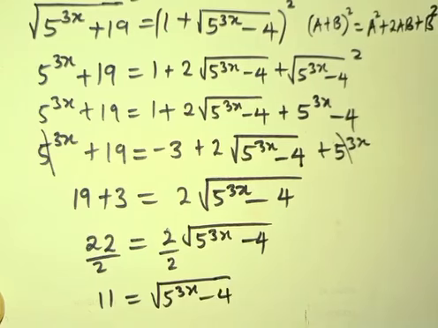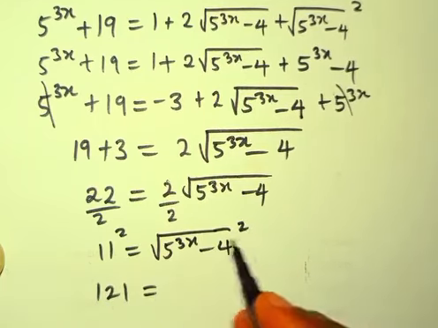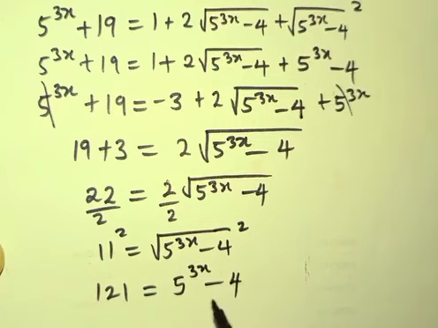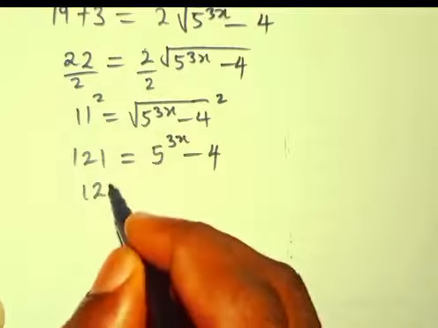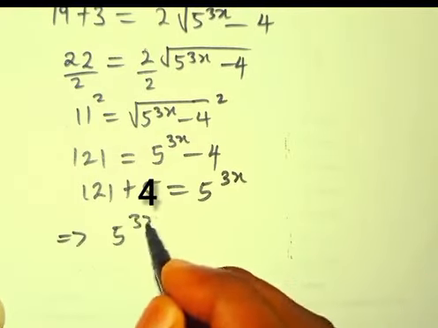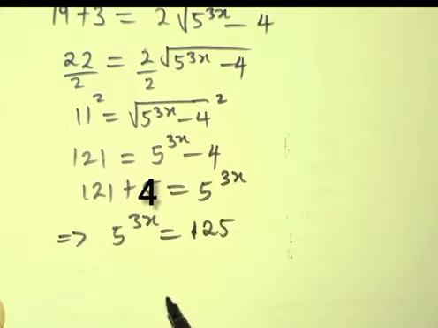Right, so now the next thing I'm going to do is square both sides. So 11 squared will give me 121, then equals, we cancel the square and the square root. I'm going to be having 5 to the power 3x minus 4. So now I transpose this minus 4 to the left hand side. I'm going to have 121 plus 4, which implies that 5 to the power 3x equals 125. Because 121 plus 4 will give us 125.